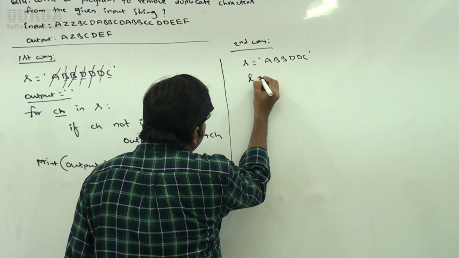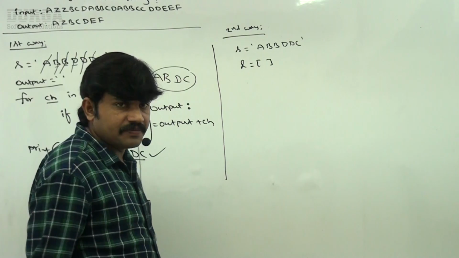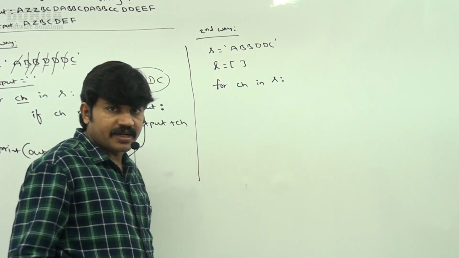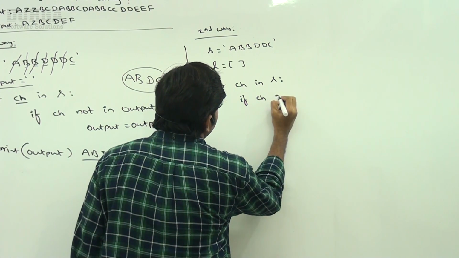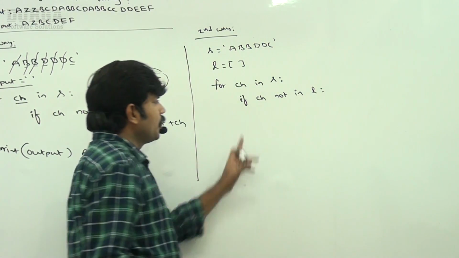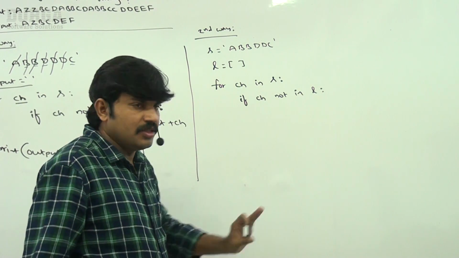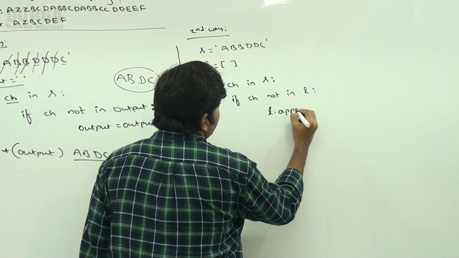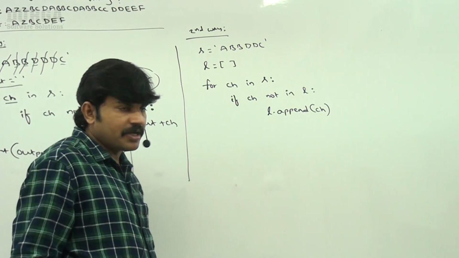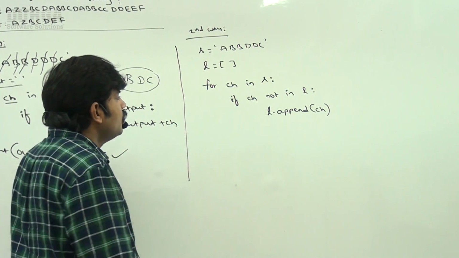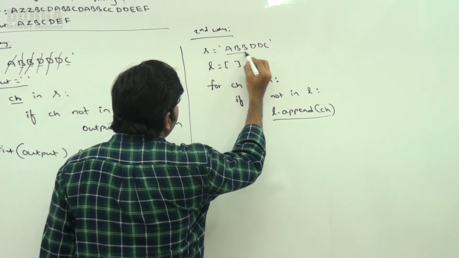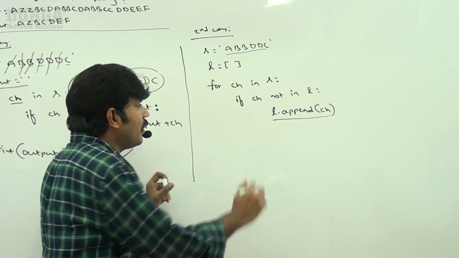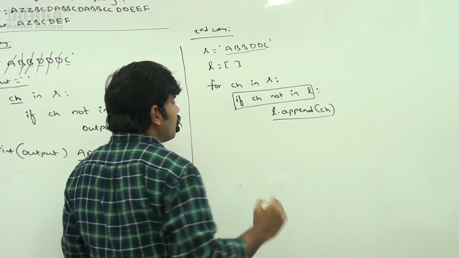Now I'm taking one empty list, sir. Empty list I created. Next, for each character in S, every character in S, if CH not in L, sir, if this character is not already added to the list, then L dot append of CH. Can you please add CH to the list, that's all. So now this list contains only unique characters. How can you confirm it contains only unique characters? Because only if it is not already in L do we add that character.